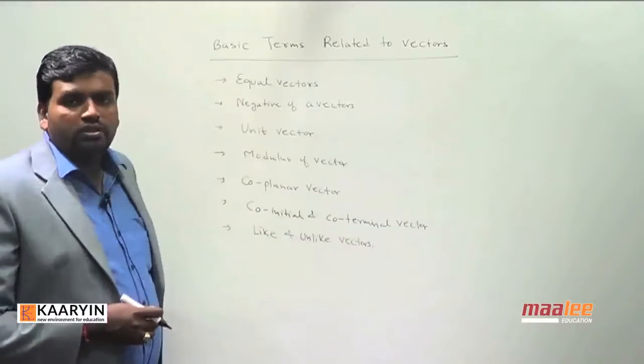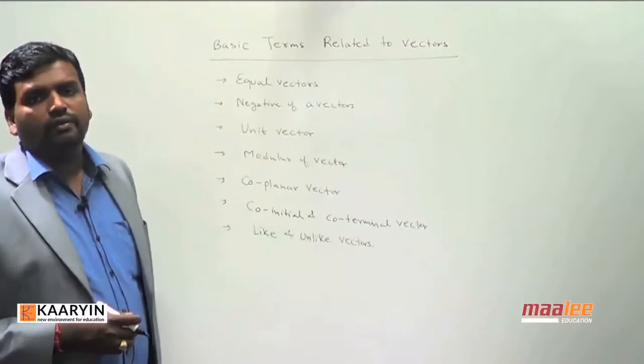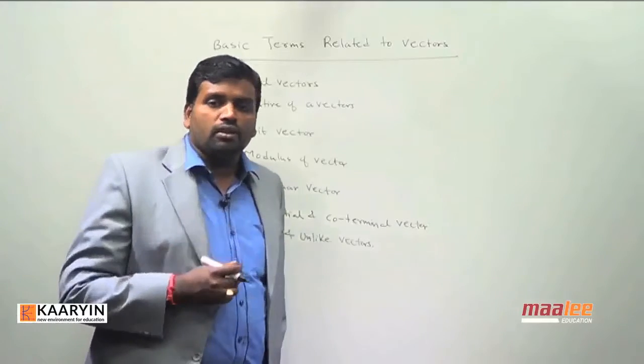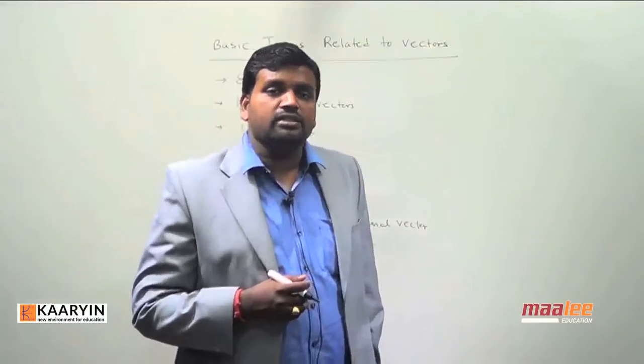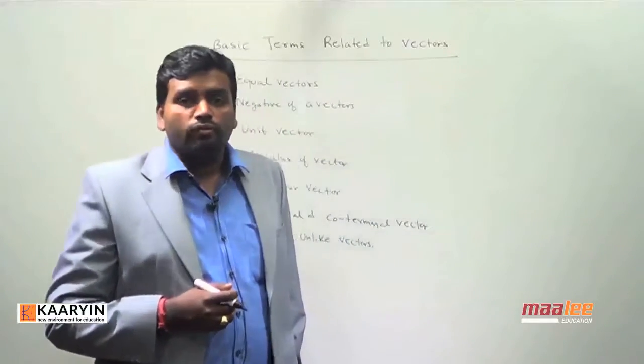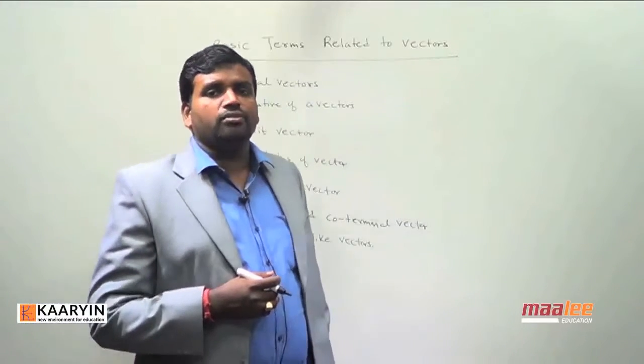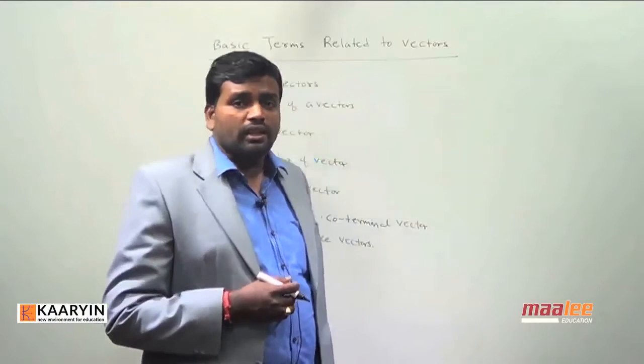Equal vector. What does equal vector mean? Equal vector means two vector quantities which are having same magnitude and same direction. Two vector quantities which are having same magnitude and same direction, that are known as equal vectors.